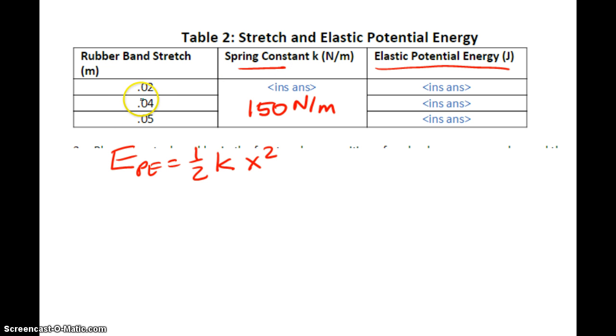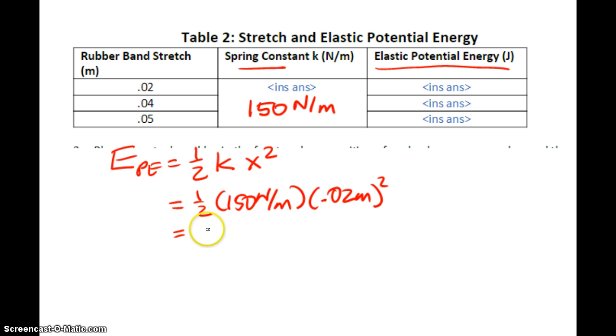Let's do the sample calculation for 0.02 meters. That's the same as 2 centimeters. So that'll equal 1/2 k, 150 newtons per meter, and our x, 0.02 meters squared. Now it's going to be important to remember PEMDAS to do our square operation before we do the rest of the calculation. So that you see the full effect, I'm going to go through this full calculation. 1/2 times 150, that would be 75 Newton meters. Now 0.02 meters squared is going to be 0.0004 meters squared.